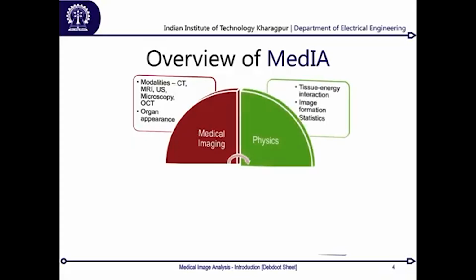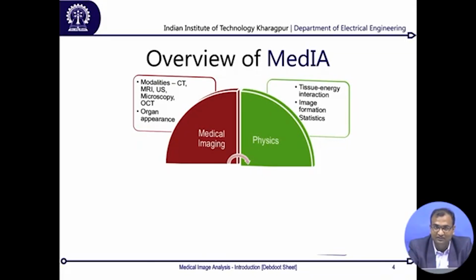So from there, the second sector is to understand the physics part of it, which is really important. I mean, why water would appear darker in ultrasound and brighter in MR, whereas fat would appear brighter in ultrasound and brighter in MR, is where you need to understand tissue-energy interactions together.